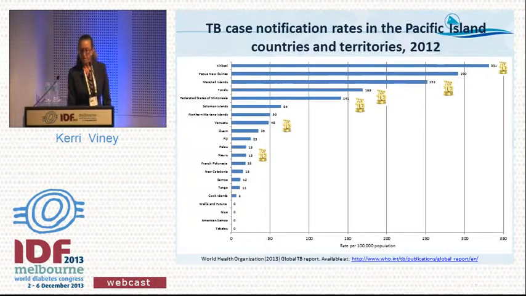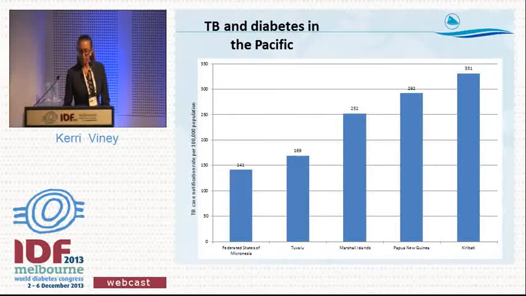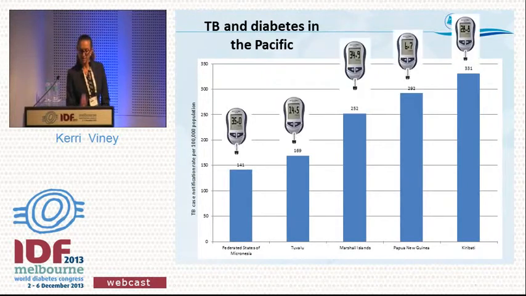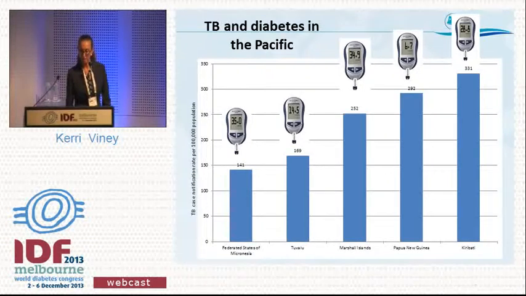Now, if we take those top 5 bars on the slide, the countries with a case notification rate of TB greater than 100, and we plot them here, and we look at the prevalence of diabetes in adults, which is in these little glucometers, you can see that a couple of countries really have very high prevalence of diabetes in adults and high rates of TB, a TB case notification rate greater than 100 per 100,000. Those countries in particular are Federated States of Micronesia, Marshall Islands and Kiribati.